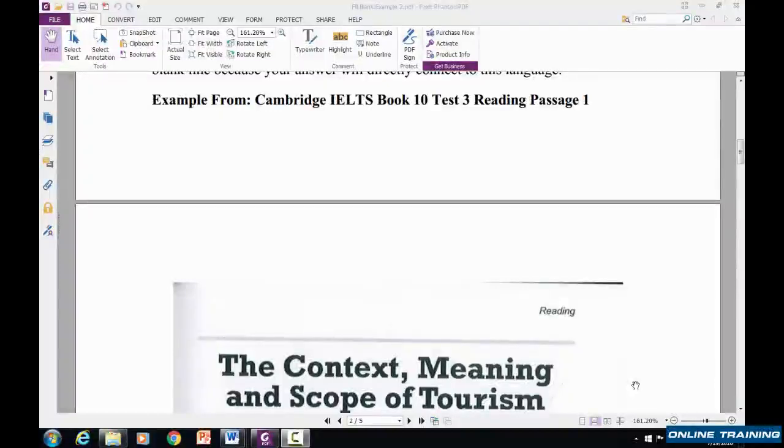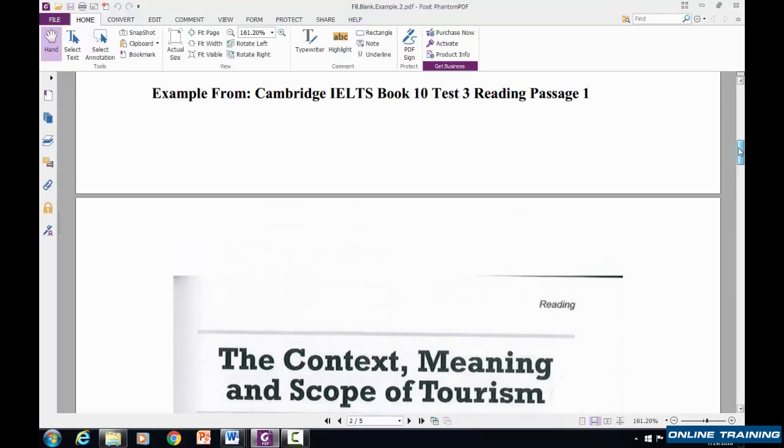Okay, so let's go through our next reading comprehension fill in the blank example. This example is coming from the Cambridge IELTS Book 10, Test 3, Reading Passage 1. Like I said, I encourage you to have the books so you can follow along with us. You can purchase the books online.